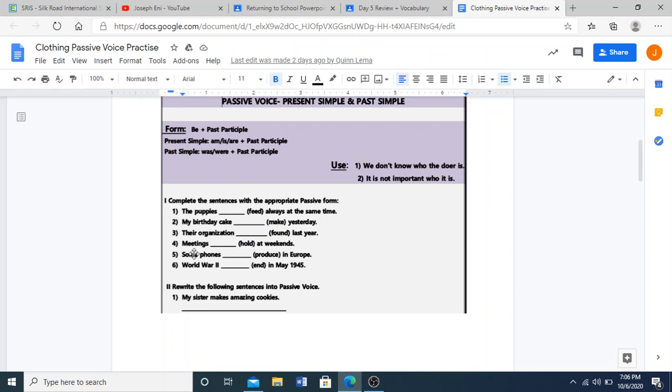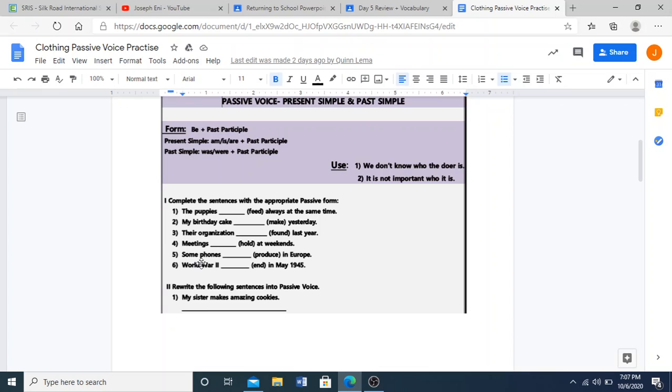Number 4: meetings hold at weekends. Okay, so the verb here is hold. What is the past participle of hold? Okay, of course, held. And because this is a present and not a past simple, we are going to put the present form of be. Because meetings is plural, we have to put are. So meetings are held at weekends. Meetings are held at weekends.